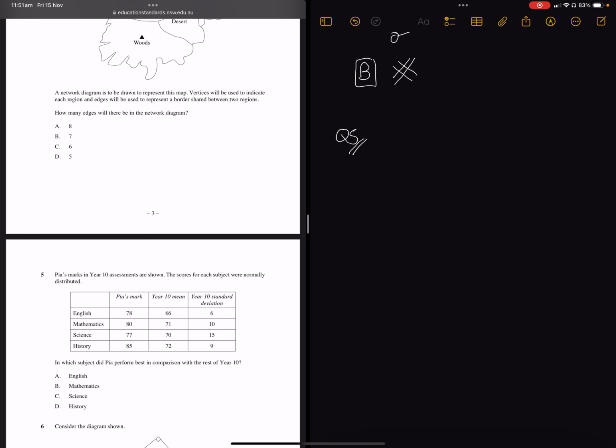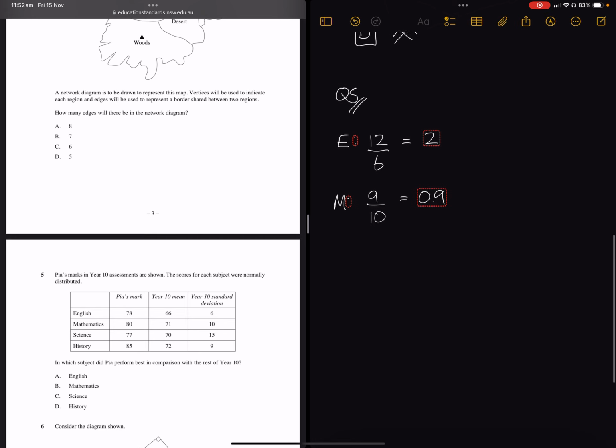So in comparison is the wording they're using here. So we're just going to find all of those scores. So for English, Pia's mark is 78, the mean was 66. So the difference, she's 12 above, standard deviation is 6. So she is 2 standard deviations above the mean. For mathematics, 80 minus 71 is 9. She's 9 above. The standard deviation is 10. So she's 0.9 standard deviations above in maths.